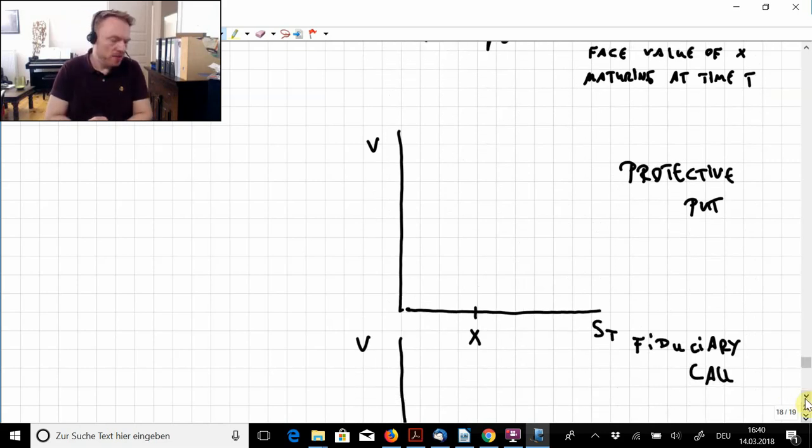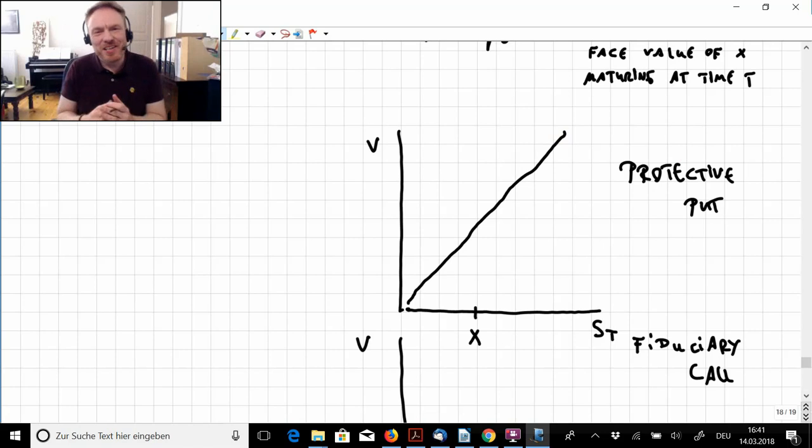So if we consider the underlying asset takes on any value, it is going to be this way. This is the line indicating, it's a straight line of course, the value of the underlying asset, which is denoted by ST.